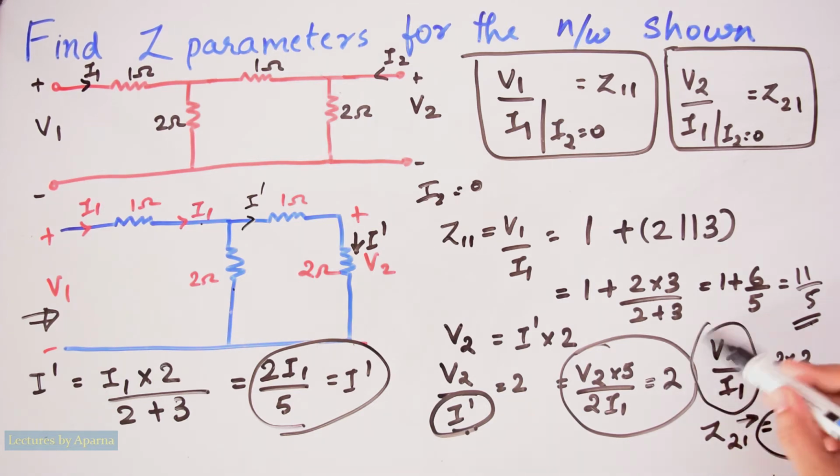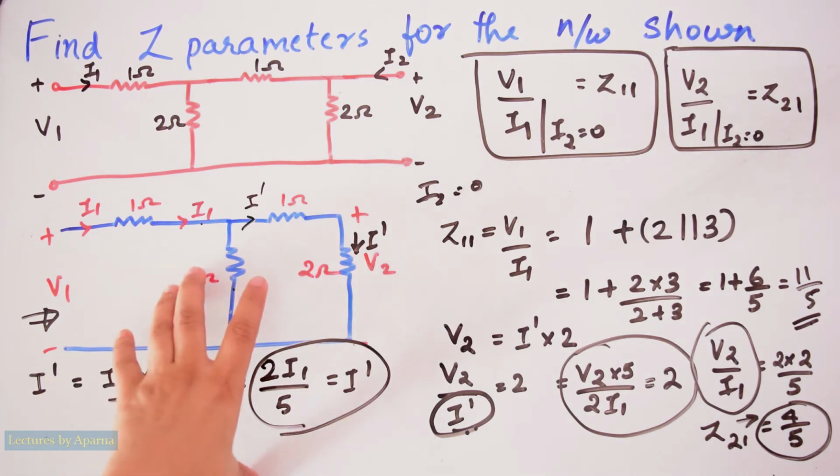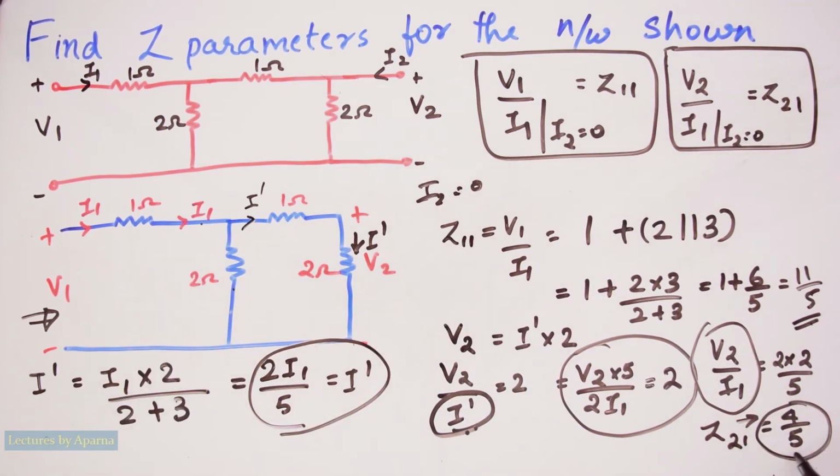Z21 is V2 by I1 when I2 is equal to 0. This is the case when I2 is equal to 0. When I2 is equal to 0, you have to find V2 by I1. So you got it as Z21 is equal to 4 by 5.